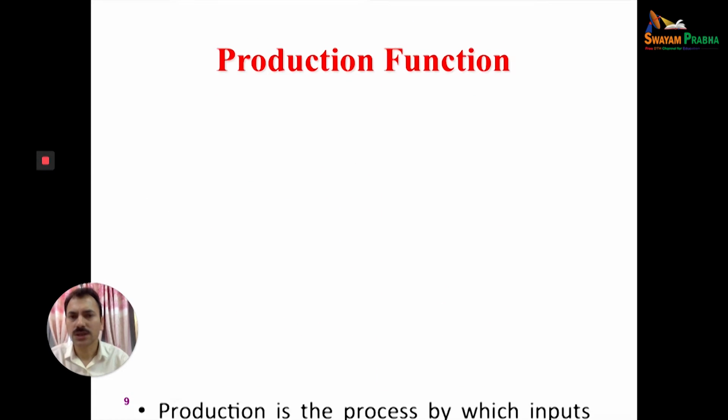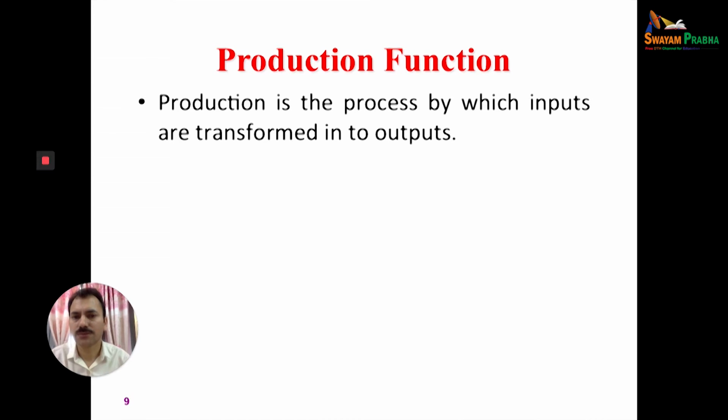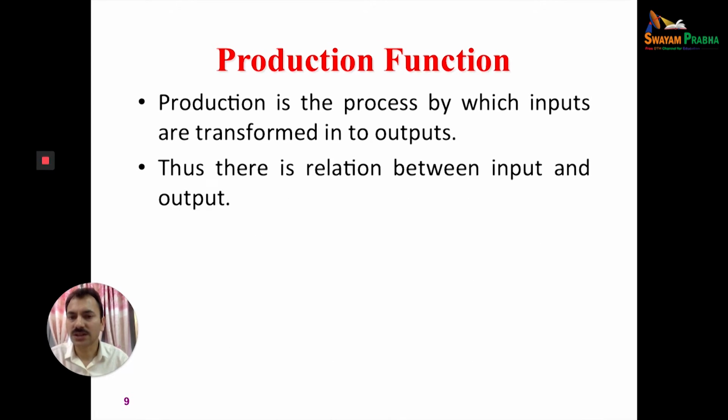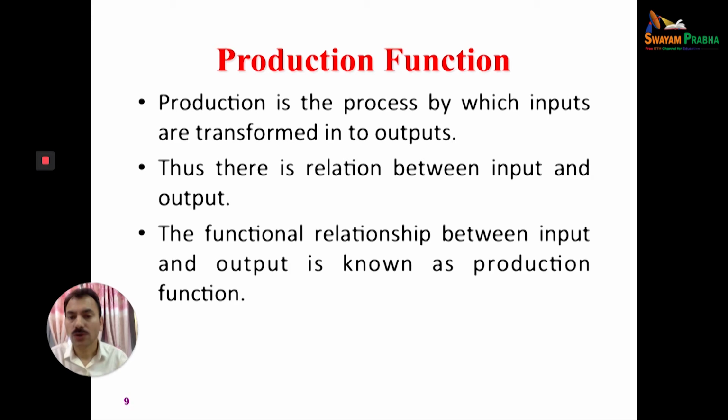So let us discuss the production function. Production is the process by which inputs are transformed into outputs. Thus there is a relation between input and output. Production is a relation between input and output. But the functional relationship between input and output is known as the production function. The functional, technical relationship between input and output is called the production function.